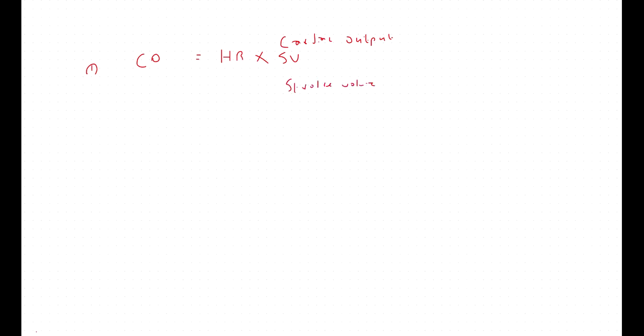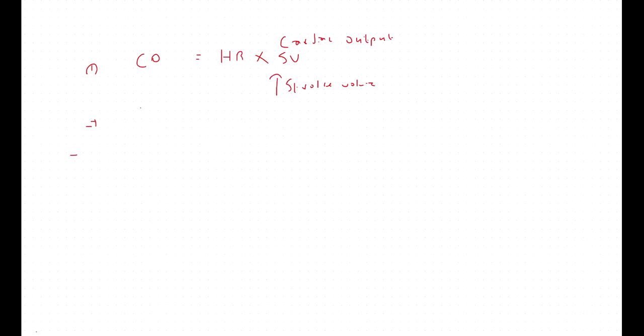Stroke volume is the amount of blood which is going out of the left ventricle, either in the forward direction or backward direction, we don't consider. So the blood which is coming out of the left ventricle is called the stroke volume. What are the factors which can increase my stroke volume?